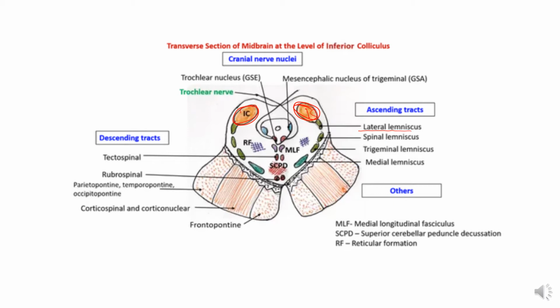The trochlear nucleus is situated in the central gray matter close to the median plane, just posterior to the medial longitudinal fasciculus. So this is the trochlear nerve nucleus. Here you can see it in the central gray matter anteriorly, just posterior to the medial longitudinal fasciculus.